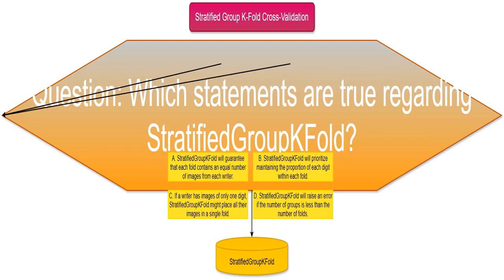StratifiedGroupKFold is a fancy name for a special way of splitting data for testing. It keeps the proportions of each digit, the classes, 0 to 9, about the same across all the different splits. It also respects the grouping of data, writers, keeping all images from the same writer together. That's important for the accuracy of my model.